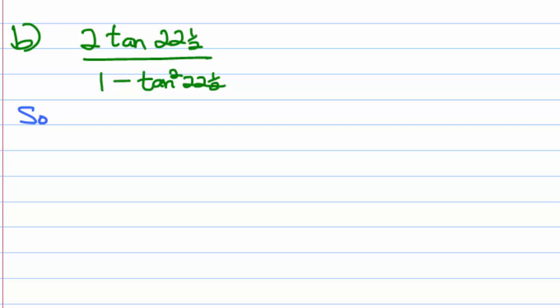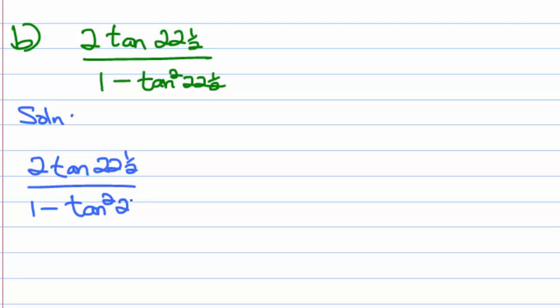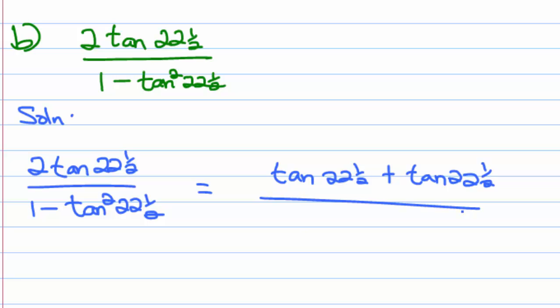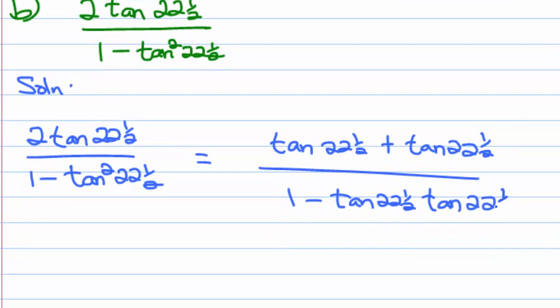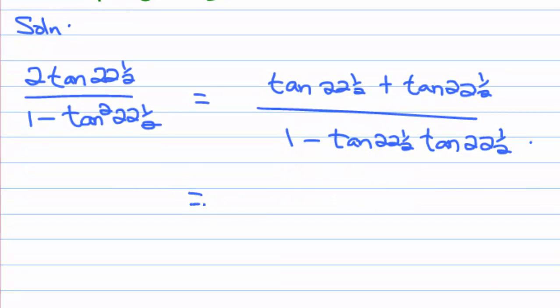Number 2 says 2 tan 22 and a half over 1 minus tan squared 22 and a half. And so we also make this one look familiar to what we have been using, such that it is easier for us to evaluate. And so you observe that the upper one can be split into 2, which is tan 22 and a half plus tan 22 and a half over 1 minus tan 22 and a half tan 22 and a half. And so once you continue down there, you realize that this is so familiar to us, and it is simply a double angle.